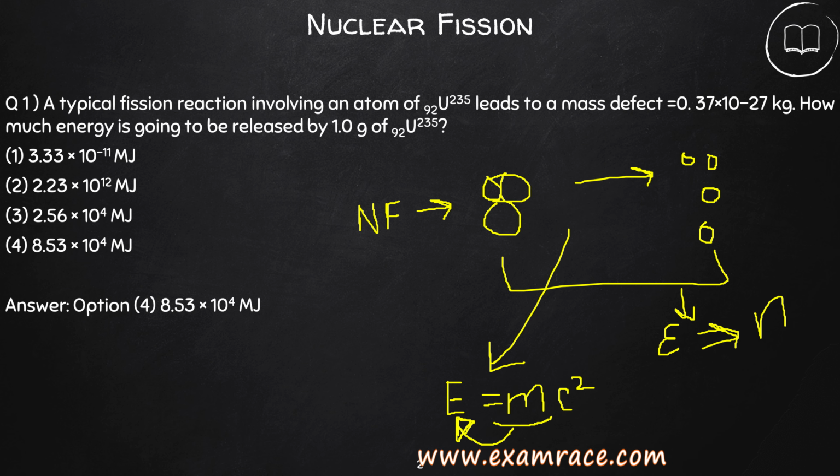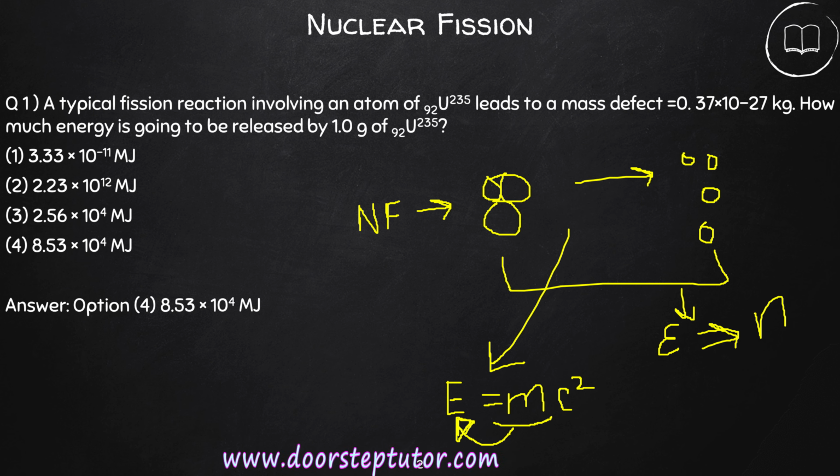And the options for this question is 3.33 into 10 power minus 11 megajoule. Option 2, 2.23 into 10 power 12 megajoule. Option 3, 2.56 into 10 power 4 megajoule. Option 4, 8.53 into 10 power 4 megajoule. And the correct answer for this question is 8.53 into 10 power 4 megajoule.